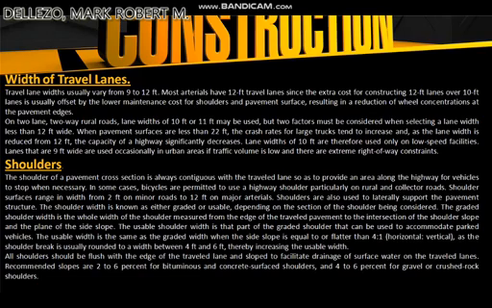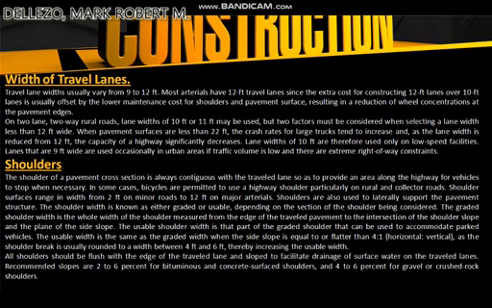So next is shoulders. The shoulder of a pavement cross-section is always contiguous with the travel lane so as to provide an area along the highway for vehicles to stop when necessary. In some cases, bicycles are permitted to use the highway shoulder, particularly on rural and collector roads. Shoulder surface width ranges from 2 feet on minor roads to 12 feet on major arterials.